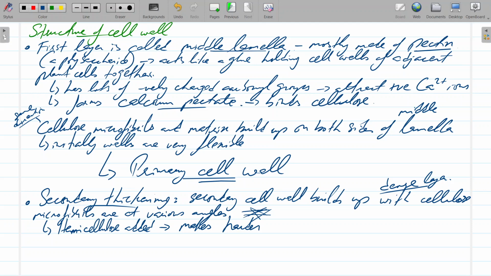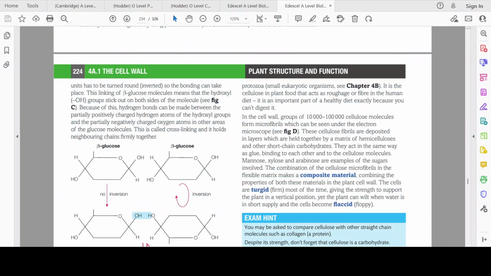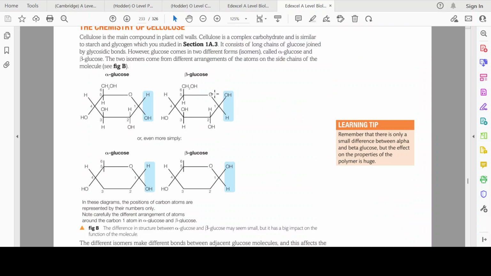I'm just going to show it to you before I move on or perhaps wrap up. Let's see what happens. So yeah, as you can see, there's a difference between alpha and beta. In the alpha glucose molecule, the OH group on carbon number 1 is below the plane, so it's down, whereas in the beta glucose it's up.